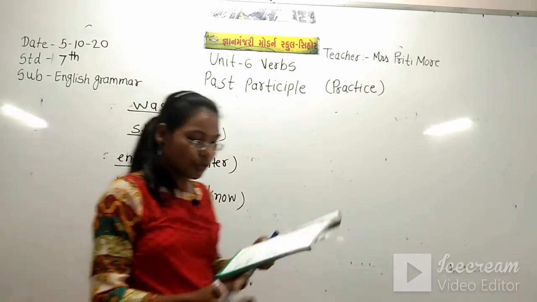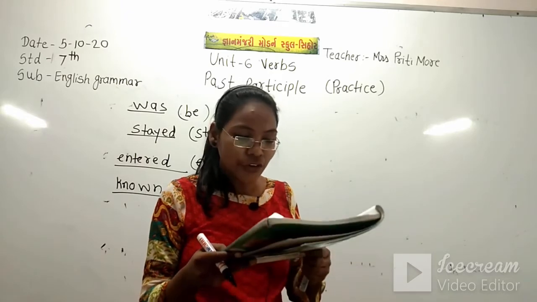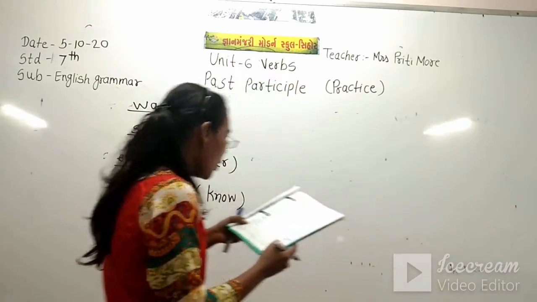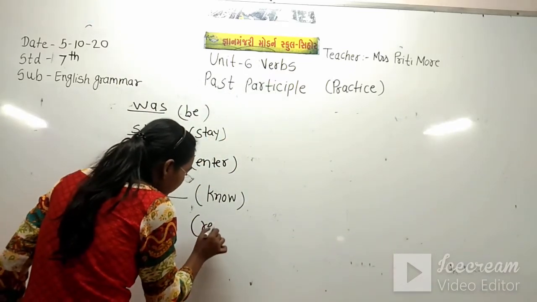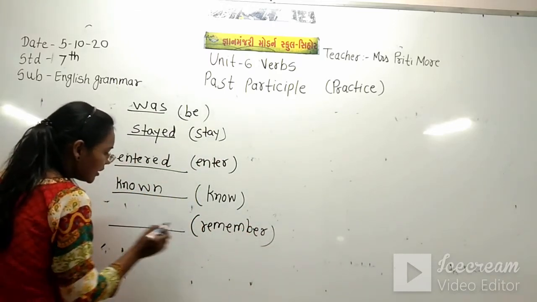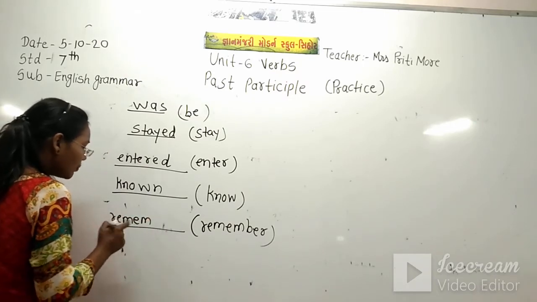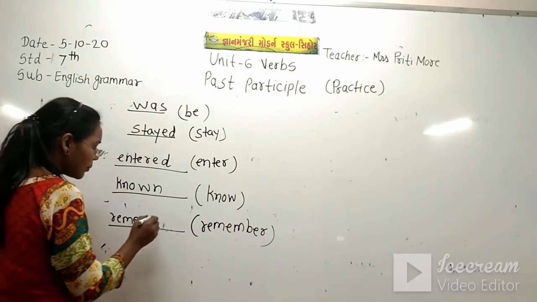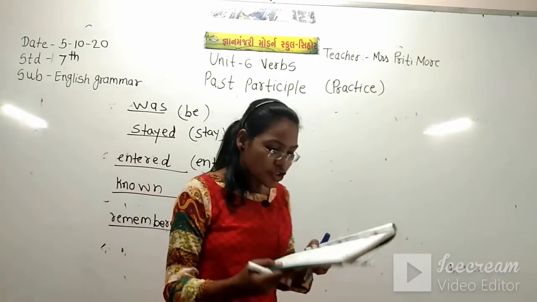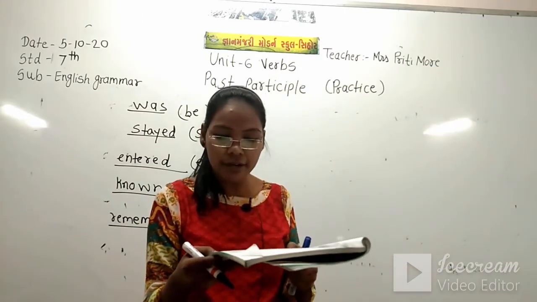Now the next, she, in the bracket remember, her conversation with a fellow pilot. Now, in the bracket, remember, and she remembered. Now here we have to write the second form of the verb remember. Remembered, ed will come there. So she remembered her conversation with a fellow pilot.